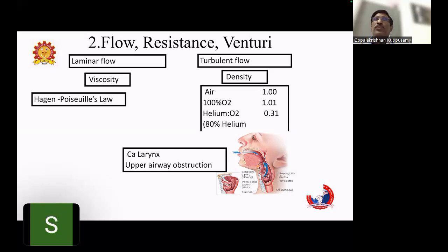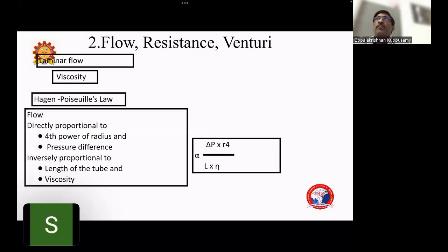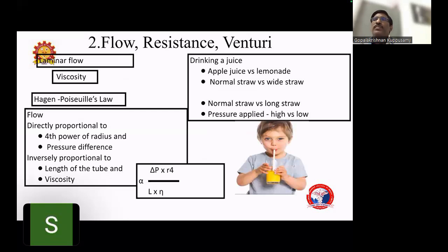Then coming to Poiseuille's law, here it says that flow is directly proportional to the fourth power of radius and to the pressure difference. It is inversely proportional to the length of the tube and viscosity.